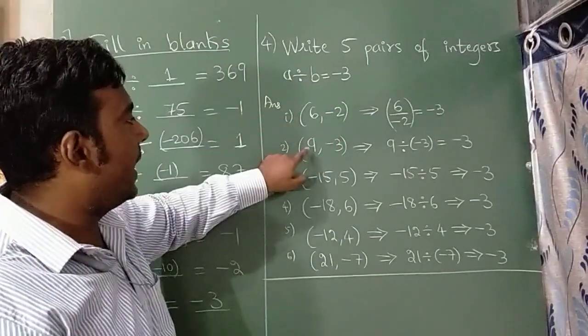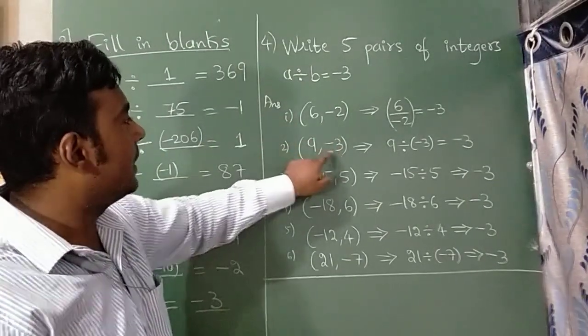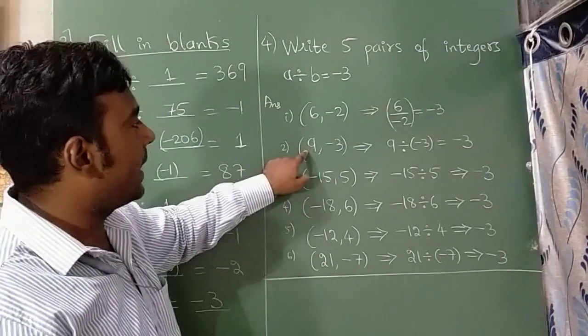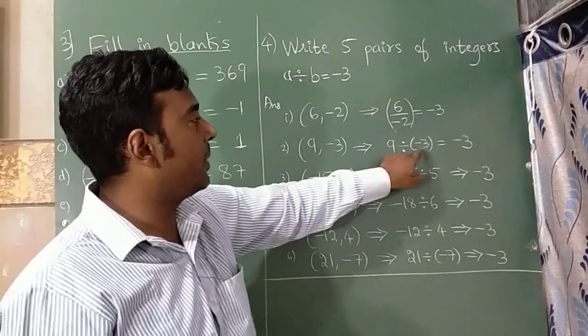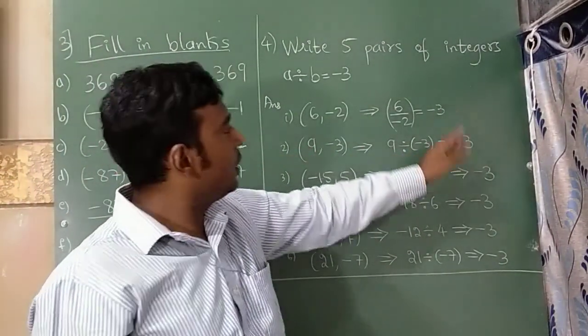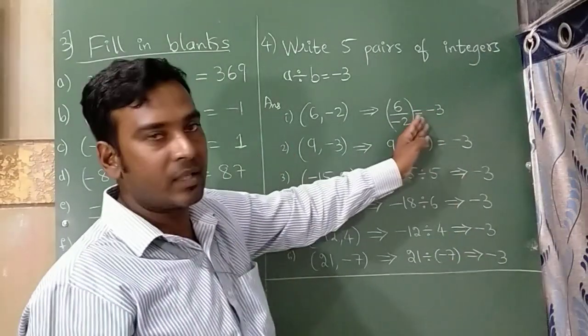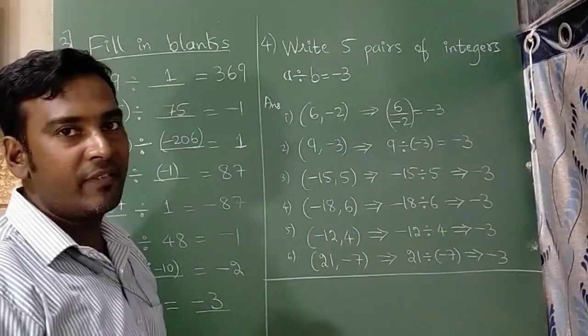Now next pair is 9 and minus 3. So 3 threes are 9. So here 9 divided by minus 3, the answer is minus 3. You can see here all the answers are minus 3. It means that you need to find a and b value.